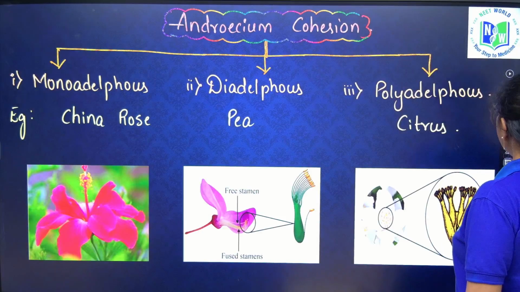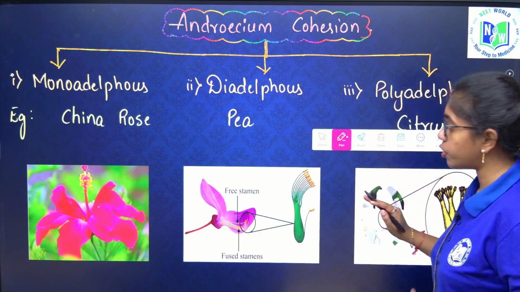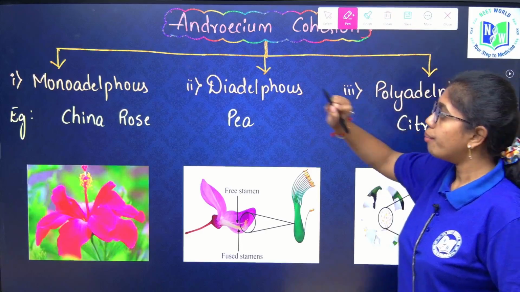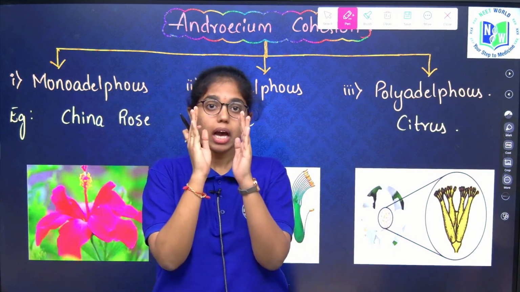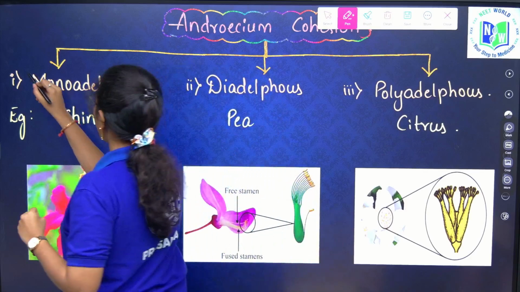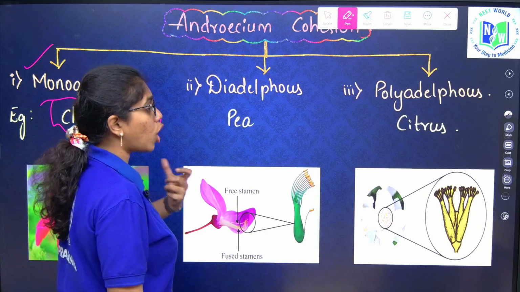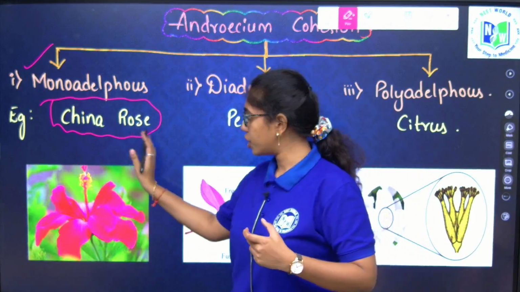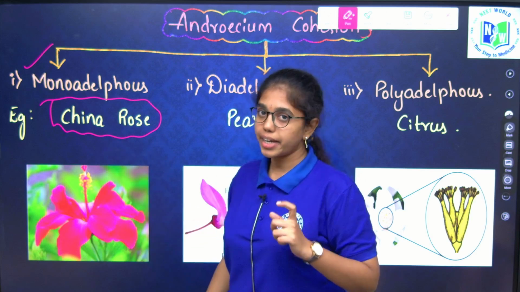Now if you see the androecium cohesion, three types you will see: monadelphous, diadelphous and polyadelphous. Monadelphous: all the stamens of that androecium are in one bunch, then it is called monadelphous. You will see that in China rose.